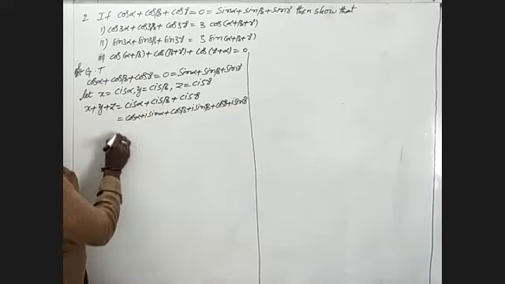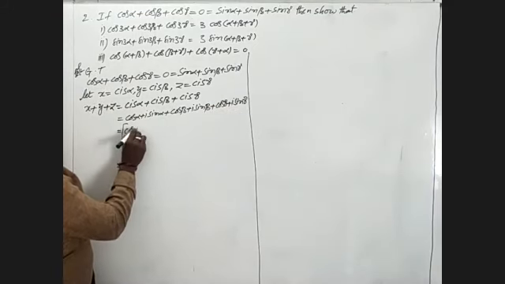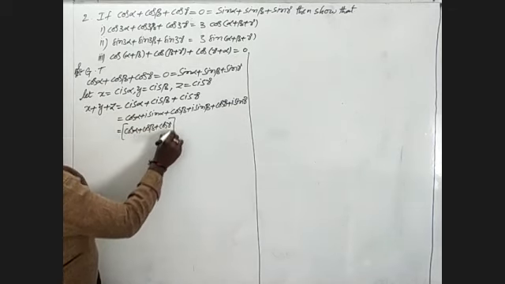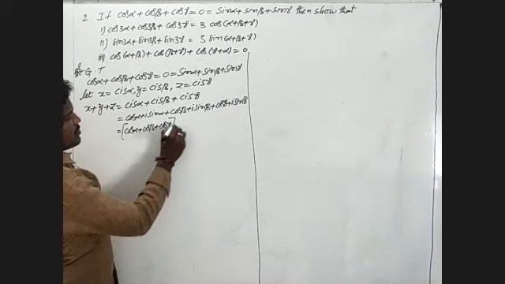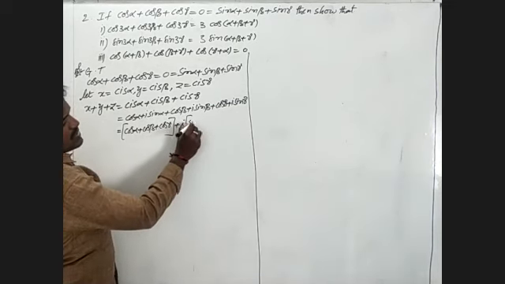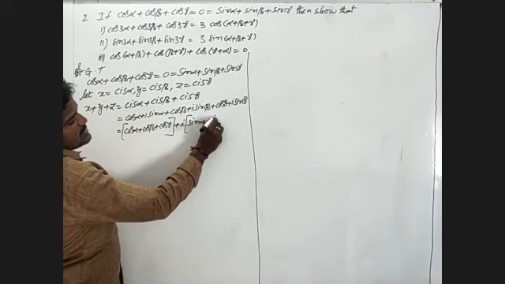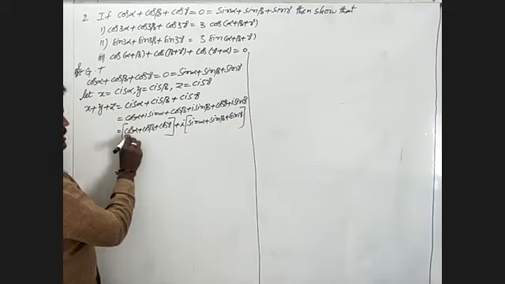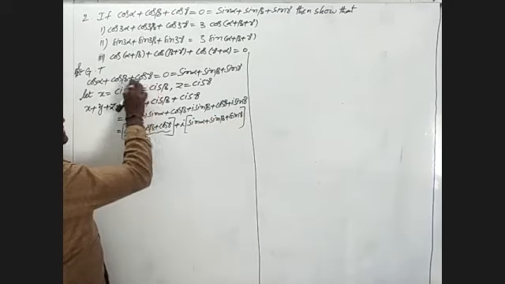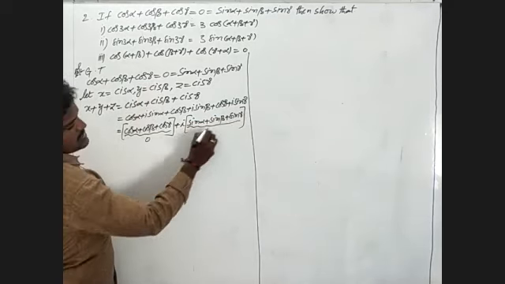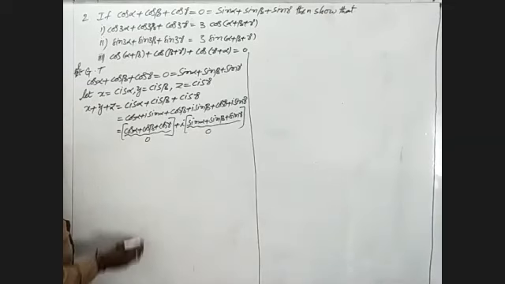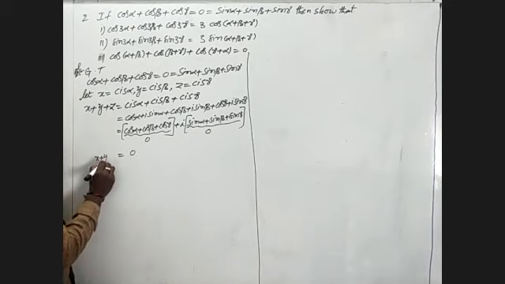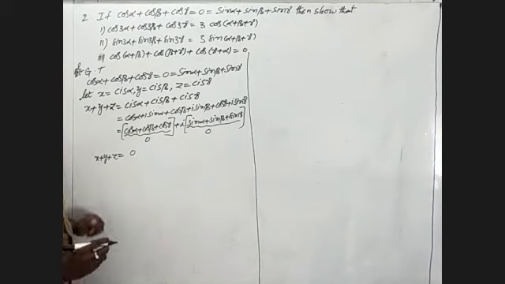We write here, taking common, cos alpha plus cos beta plus cos gamma, and the remaining we write plus i into sin alpha plus sin beta plus sin gamma. Where cos alpha plus cos beta plus cos gamma is equal to 0 as well as sin alpha plus sin beta plus sin gamma is equal to 0, and 0 into any value is 0. So x plus y plus z is equal to 0.